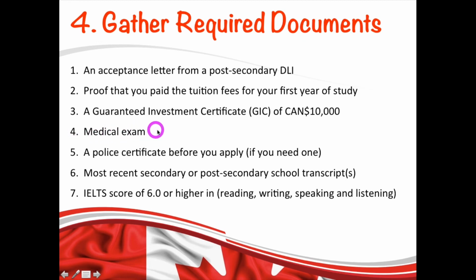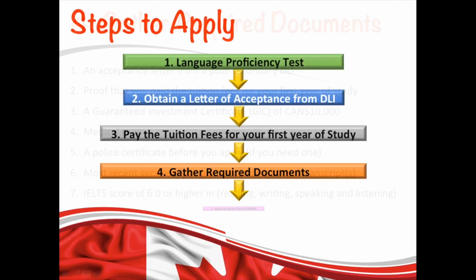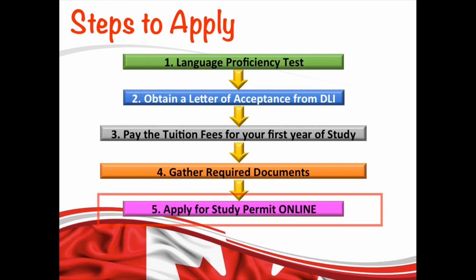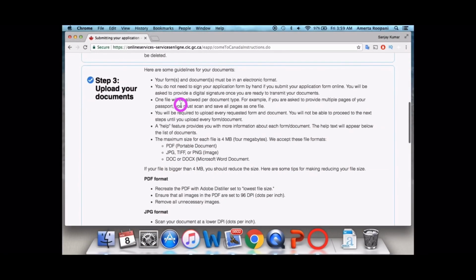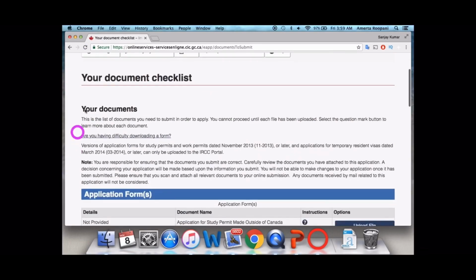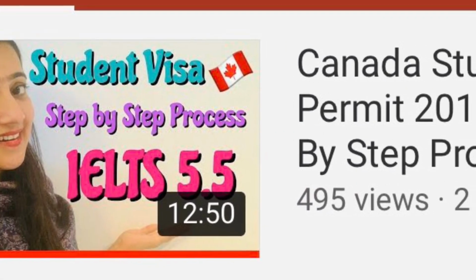All other requirements are the same as the regular study permit program, but the IELTS score needs to be a minimum of 6 for each skill. Now let's move on to the last step, which is to apply for a study permit. This step is exactly the same as the regular study permit online application that I've already explained in my previous video, so you can go back and check it out. I've provided the link in the description box below.